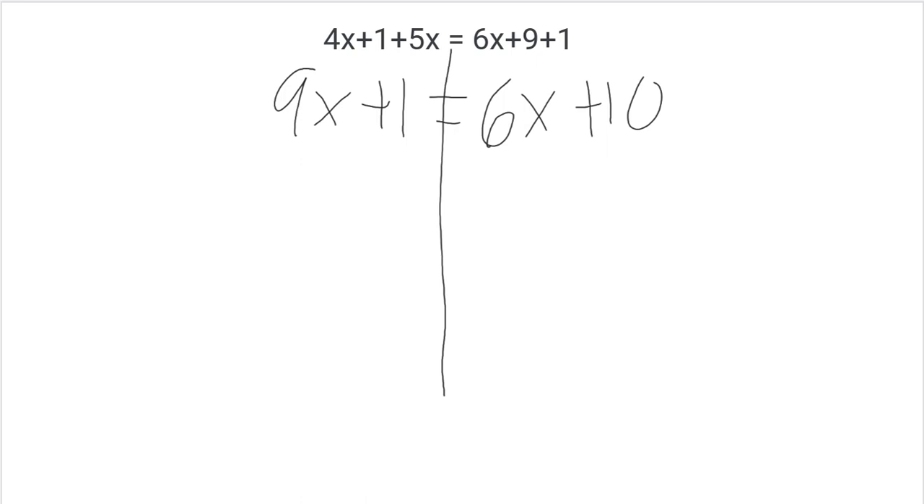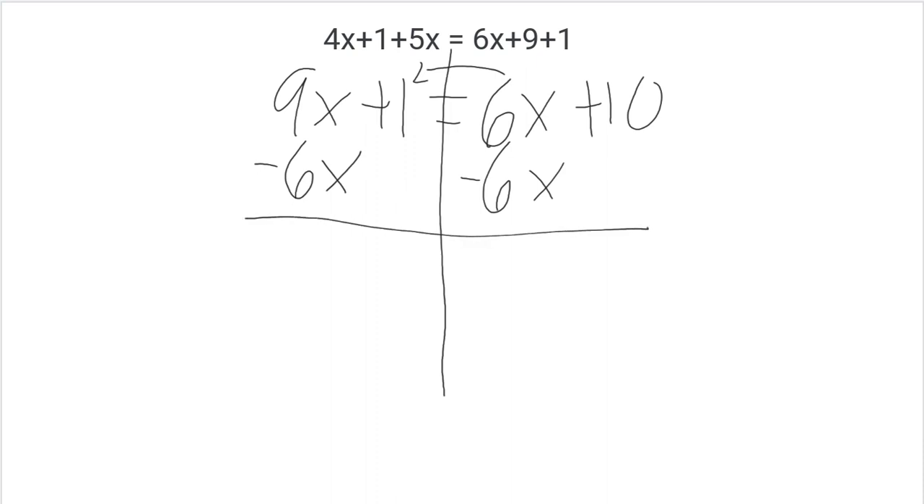Now, since there's nothing left to combine, I'm going to move my variable over. So it says plus 6, so the opposite would be minus 6. What I do to one side, I have to do to the other. These will cancel, and the only thing left on that side is 10.